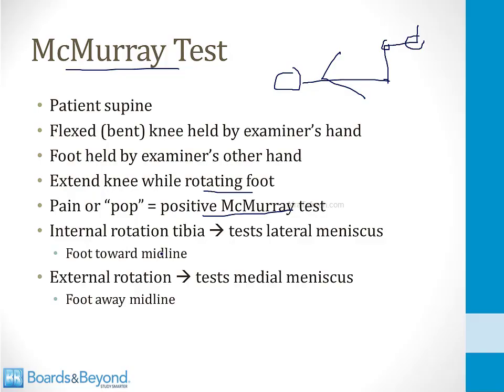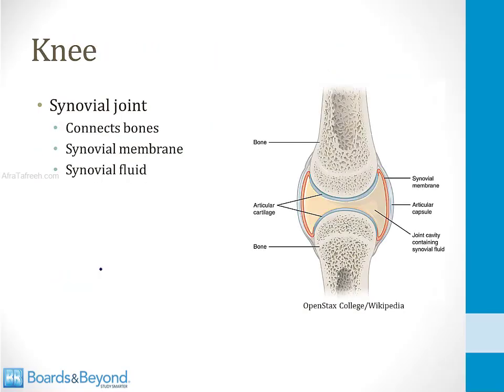If you do this when you are internally rotating the tibia, meaning you are twisting the foot toward the midline, this is testing the lateral meniscus. If you do this when you are twisting the foot away from midline, that's called external rotation, then you are testing the medial meniscus.